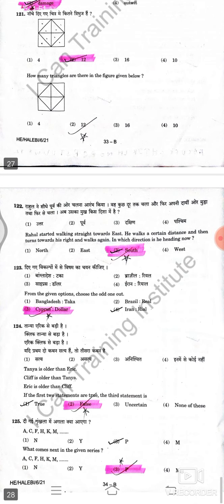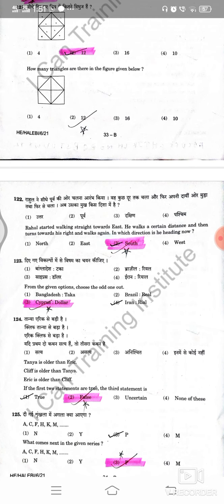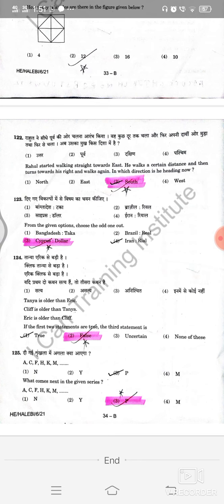Question number 122. Rahul started walking straight towards east. He walks a certain distance and then turns towards his right and walks again. In which direction is he heading now? And the answer is option number 3. Question number 123. From the given options, choose the odd one out, and the answer is option number 3.